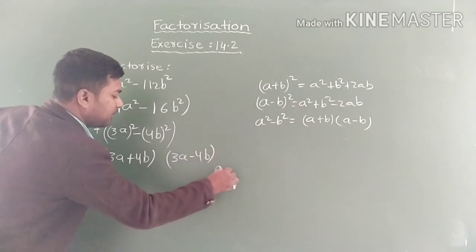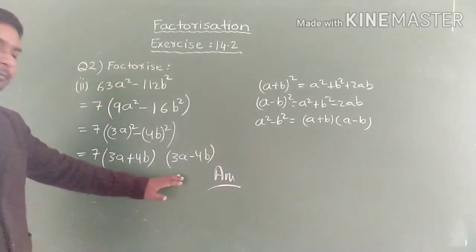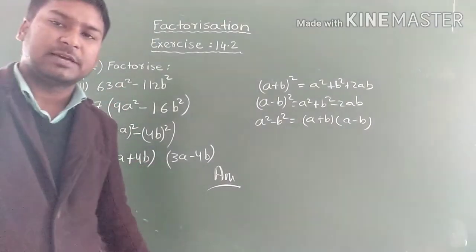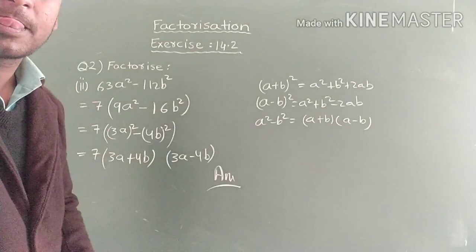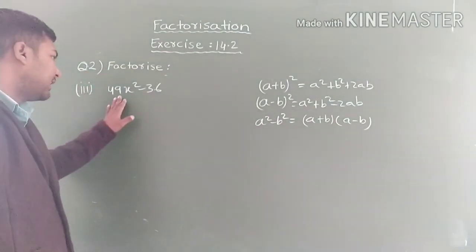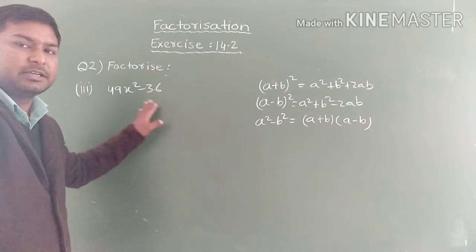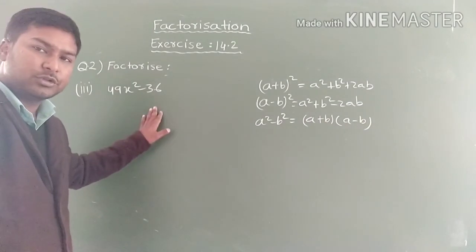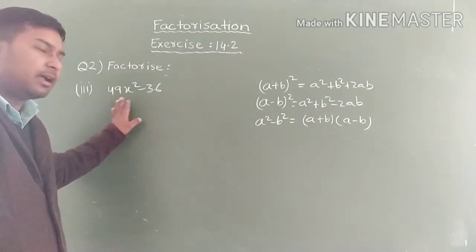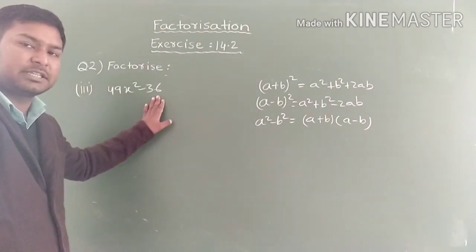And this is the answer. Okay, this is the complete answer, and this is the process of how to solve this type of question. Question number 3. 49x square minus 36. It can be converted into a whole square. So 49 is the square of 7 and 36 is the square of 6.